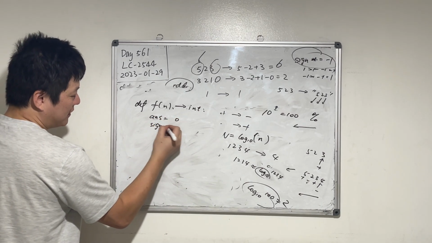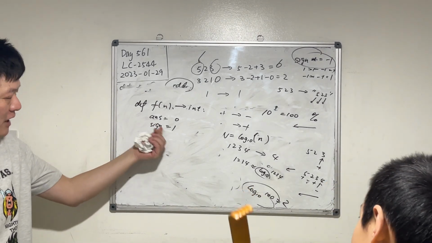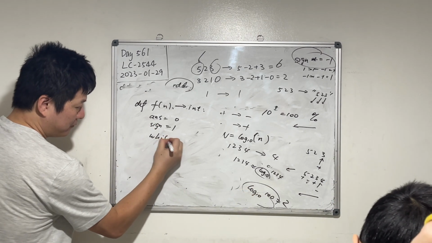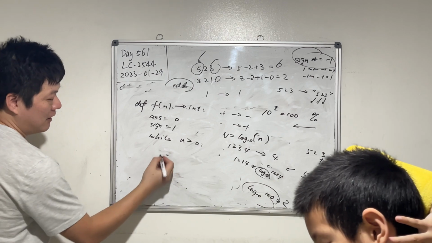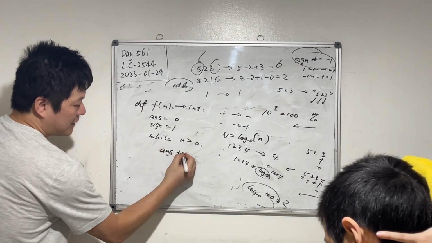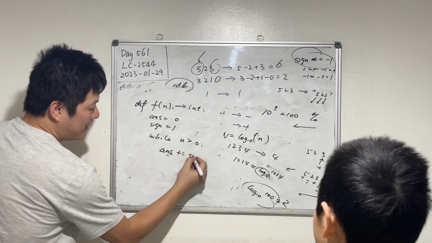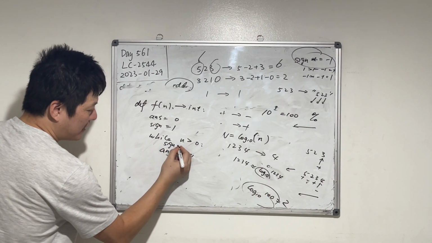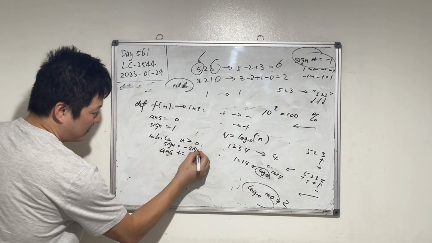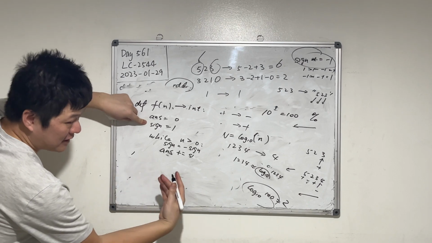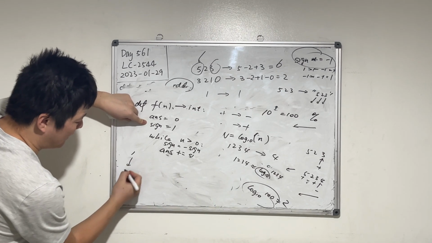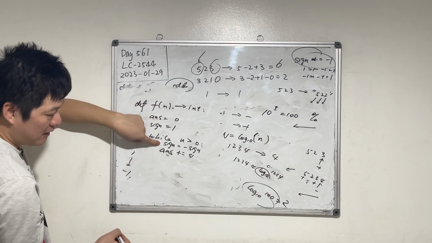Sign, at the beginning we set it to 1, but we immediately multiply it by minus 1. While n is bigger than 0, answer plus equals... Okay, I need to change the sign. Sign equals minus sign, right? At the beginning it is 1, and since we are starting from right to the left, it immediately becomes minus 1, okay?